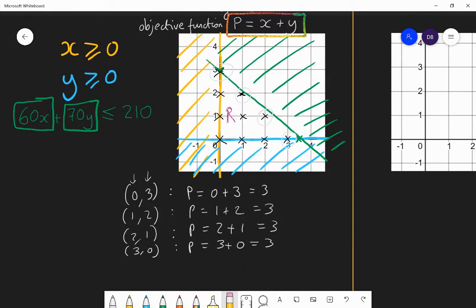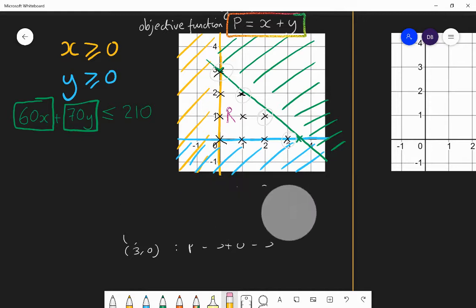Let's look at a different one. So let's look at an objective function where I'm trying to maximize profit. I am being an ultimate capitalist. I'm taking my chocolates and I'm not going to eat them. I'm not going to enjoy them. I'm going to sell them. So let's say I can take them to school and sell them for £1 each.